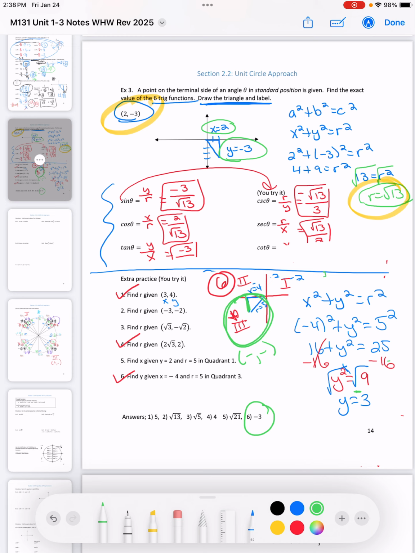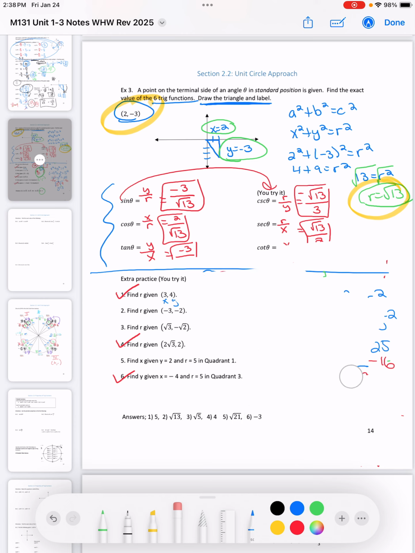All right, go ahead and hit pause and try 2, 3, and 5. You've got the answers down below, but I'm also going to work them out so you can see those steps as well. But go ahead and give 2, 3, and 5 a shot. All right, let's see how you did with those.